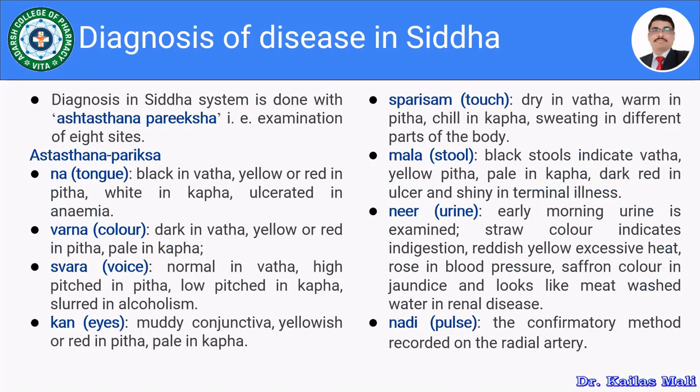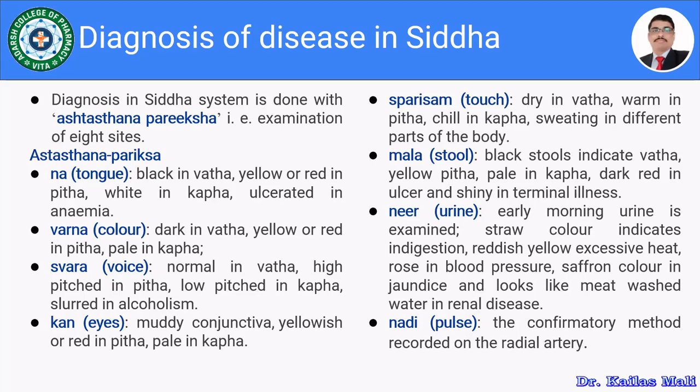Let us move towards the diagnosis of disease in the Siddha system of medicine. How is the patient going to be diagnosed? Like Ayurveda, here also in the case of Siddha medicine, Asthasthana Pariksha is there, that is the examination of 8 sites. So which are those 8 sites? Na, Varna, Swara, Kan, Parisam, Mala, Neer and Nadi. So these are the Asthasthana Pariksha, the examination of 8 sites in the Siddha system of medicine.